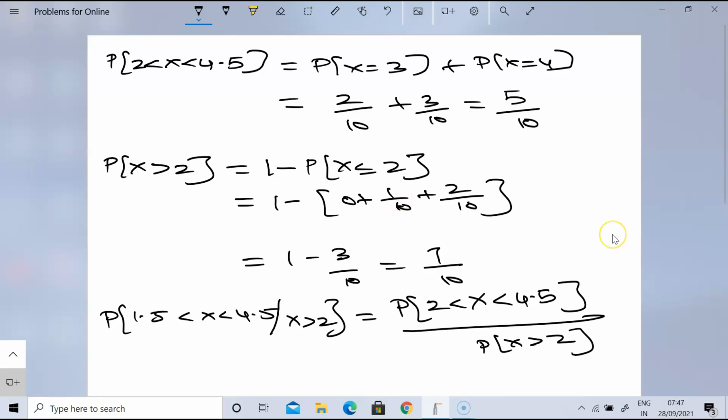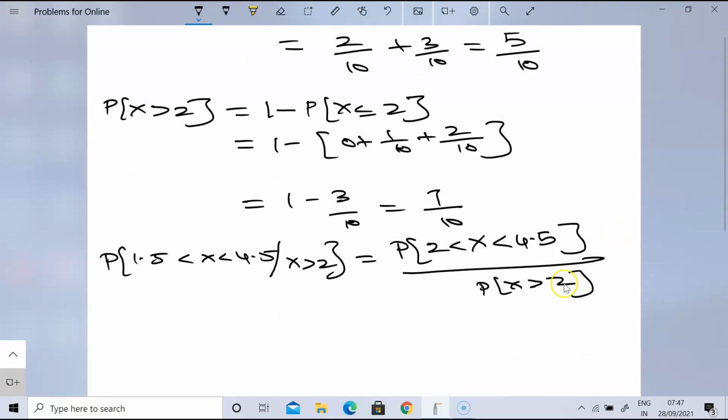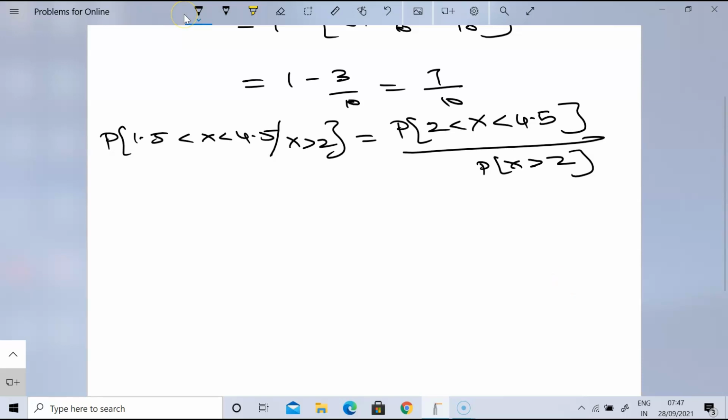So now it's a mere substitution. The numerator is 5 by 10 and the denominator is 7 by 10. So let me substitute this numerator as 5 by 10. The denominator is 7 by 10. Okay, this is what I have. So this ends the problem. I can write it as 5 by 7, or whichever form you want. And the third problem, I will leave some part.